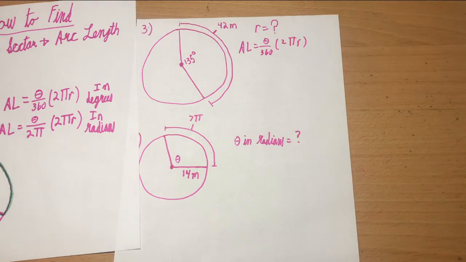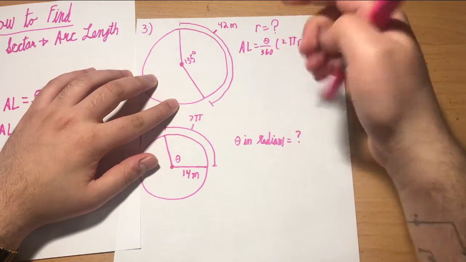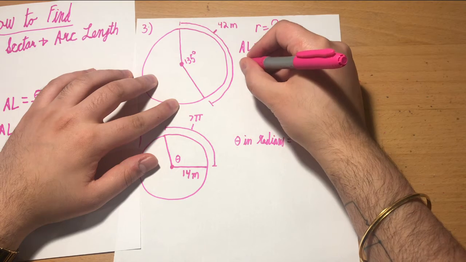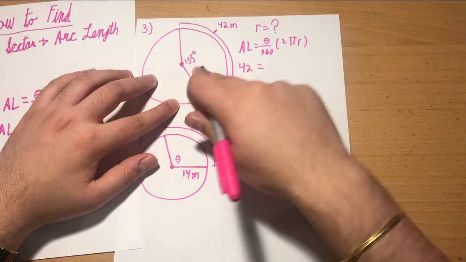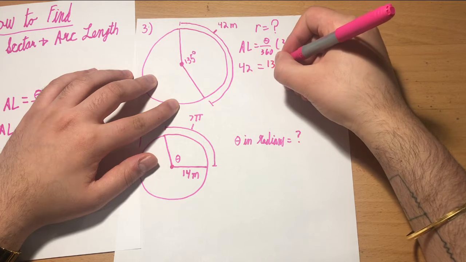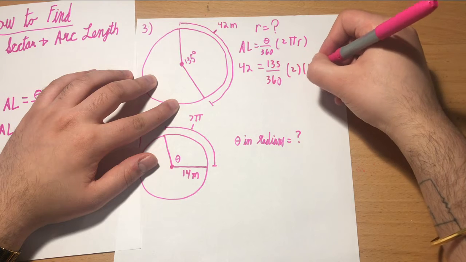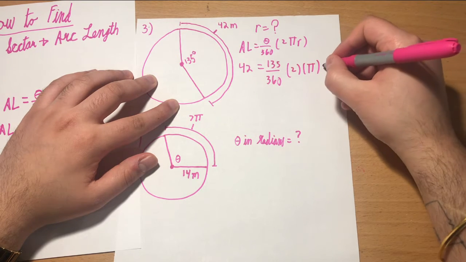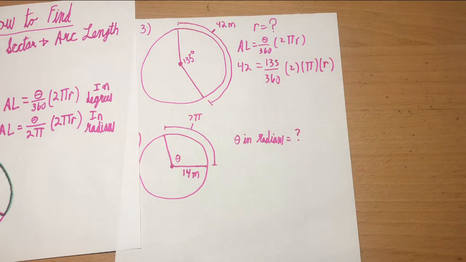And just like before, we're going to fill in the values they give us. Last time they didn't give us arc length, but this time they do. So rather than just writing arc length, we're going to write 42 here, our given value. And that should be equal to theta over 360, which in this case is 135, okay, over 360 times 2 times pi and multiplied by r, which we're not given, right? So I'll just leave that in terms of r as a variable, okay? So what do we do next?